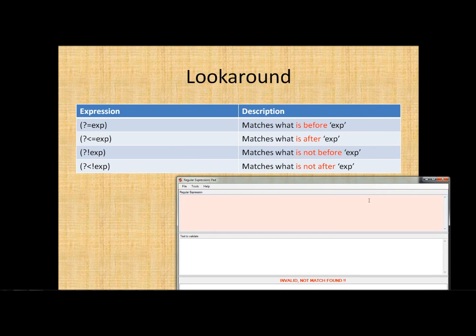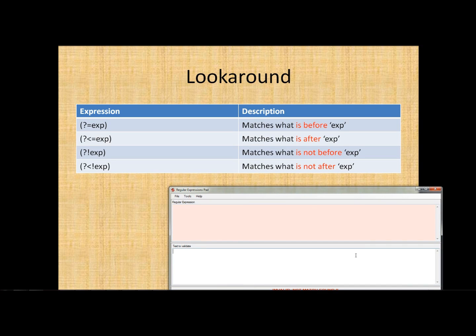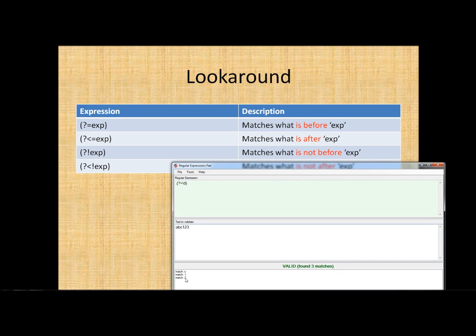So let's say in this phrase where I have A, B, C, 1, 2, 3, I want to match anything that is before, I will use the first one, a number. Which one do you think it found anything before a number? Well, C is before a number. Also is 1 and also is 2 because it's before 3, 1 is before 2. And there it is. It found C, 1 and 2.